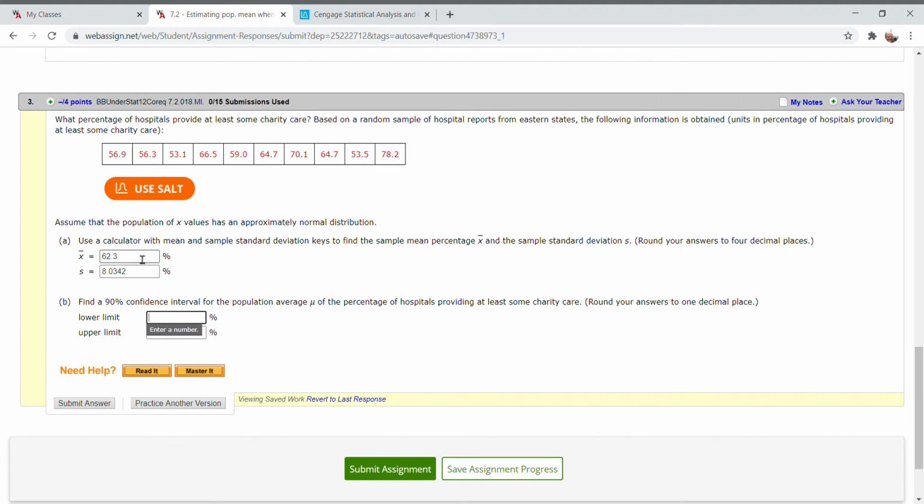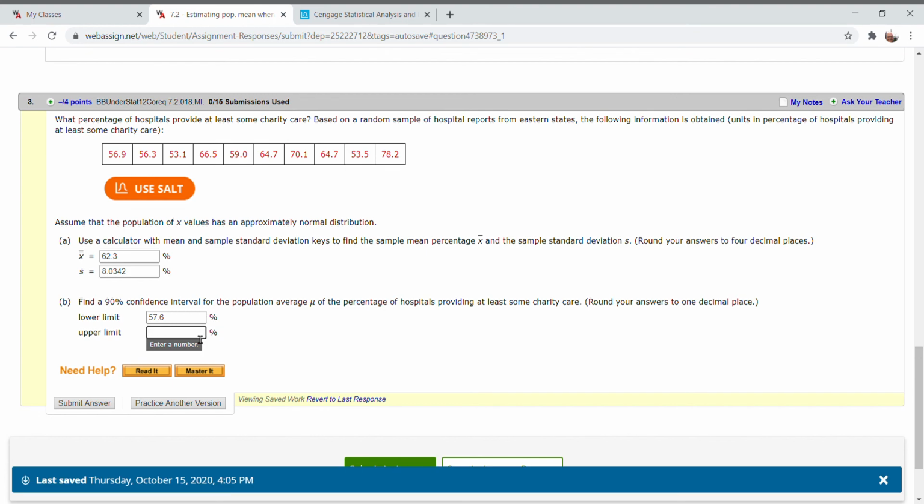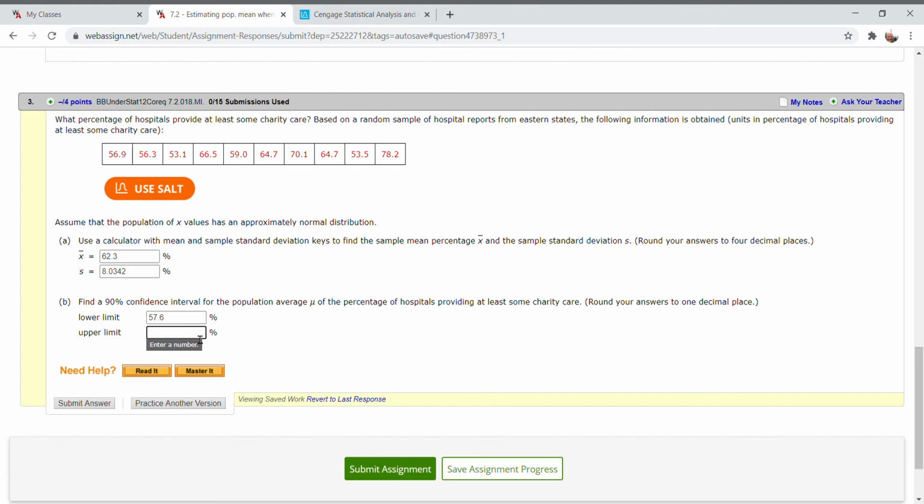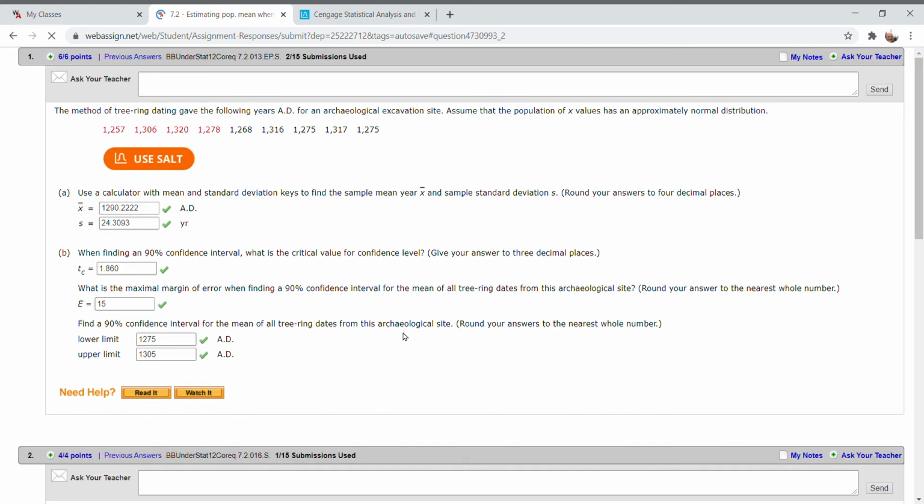All right, so for my low end, I get 57.643, rounded to 1 decimal place, 57.6. For the upper end, it's X bar, 62.3, plus E, 4.657. I've got 66.957. Rounded to 1 decimal place, that's actually 67.0.